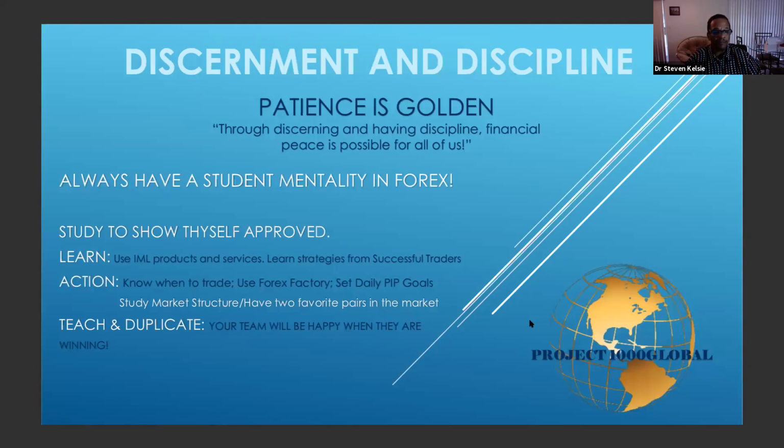Once you learn the market, learn and study market structure, and you have your favorite pairs, and you put that in action, then teach that. Teach it and duplicate it. I'm telling you, if you're winning, your team will be winning. And that's what you want.